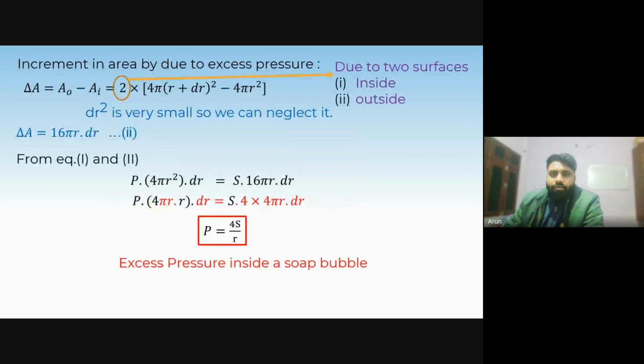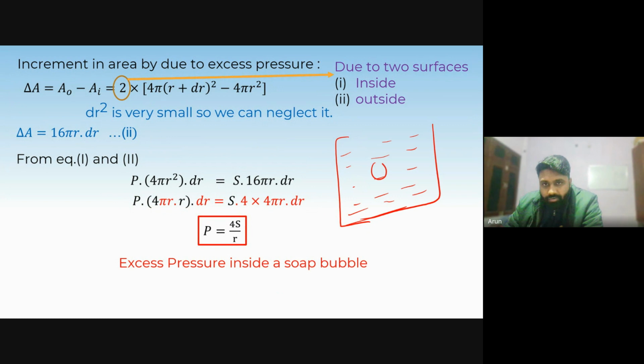And one more thing I will tell you: if this is a container with liquid filled inside it, and there is a bubble of air inside it, it is also termed a cavity. We can also say cavity.